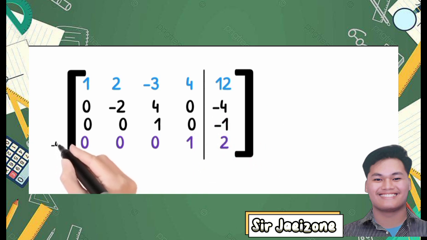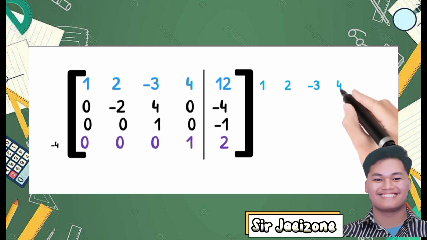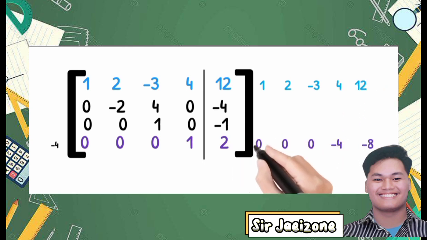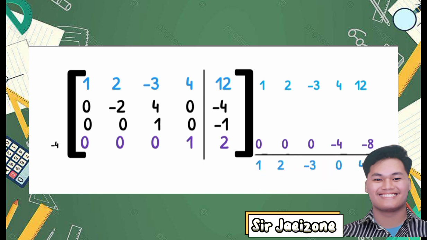Again, to make the 4 from the row 1 0, multiply the fourth row by negative 4 and add the product of row 4 to row 1, and the sum of the two rows will be the new row 1.